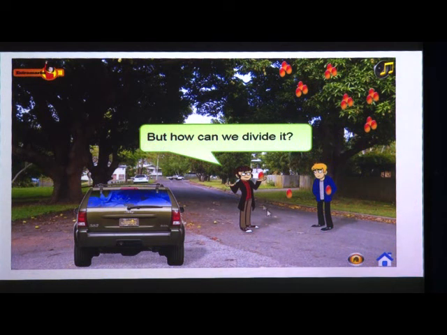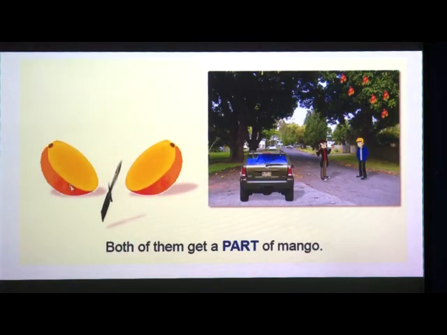He got 1 mango, he got 1 mango, so far it's equal, but they still have 1 mango. Can they divide this 1 mango? Yes, both of them can get a part of the mango. So the mangoes can be equally divided. The remaining 1 mango is divided into 2 equal parts.